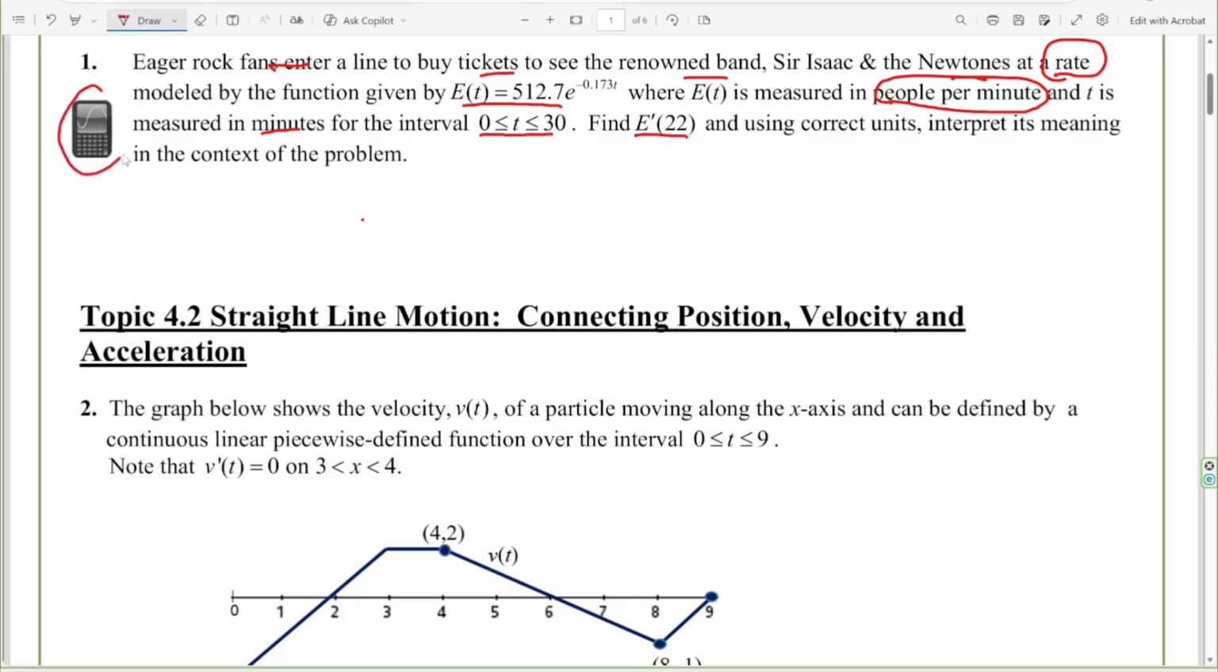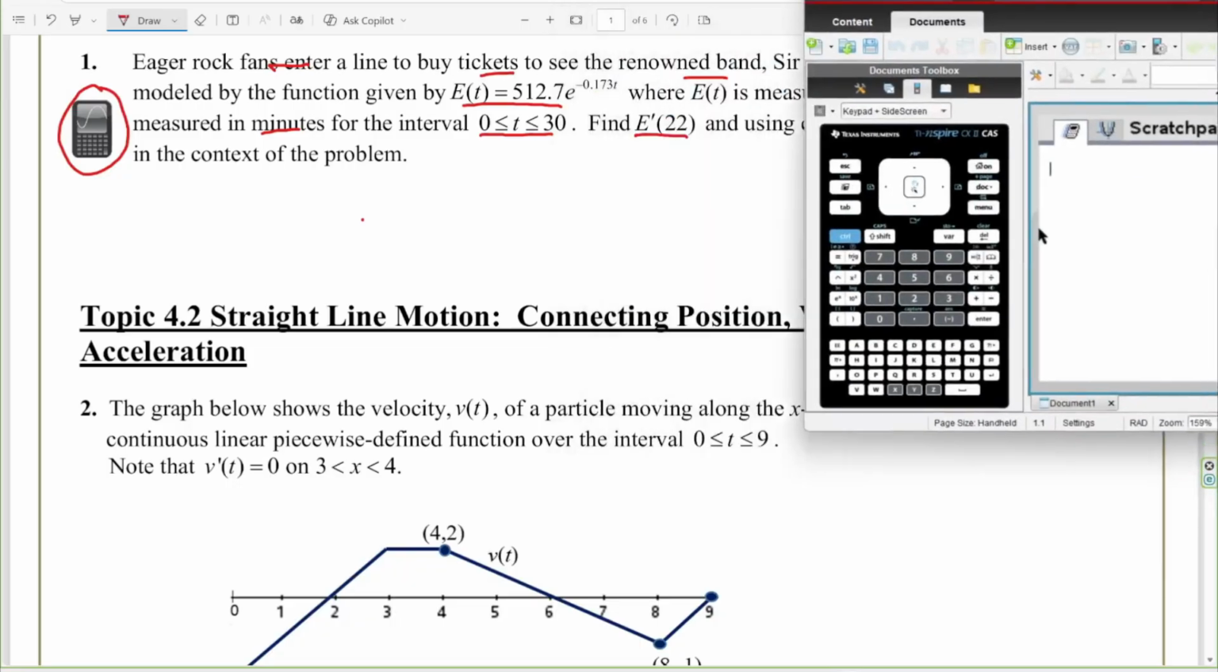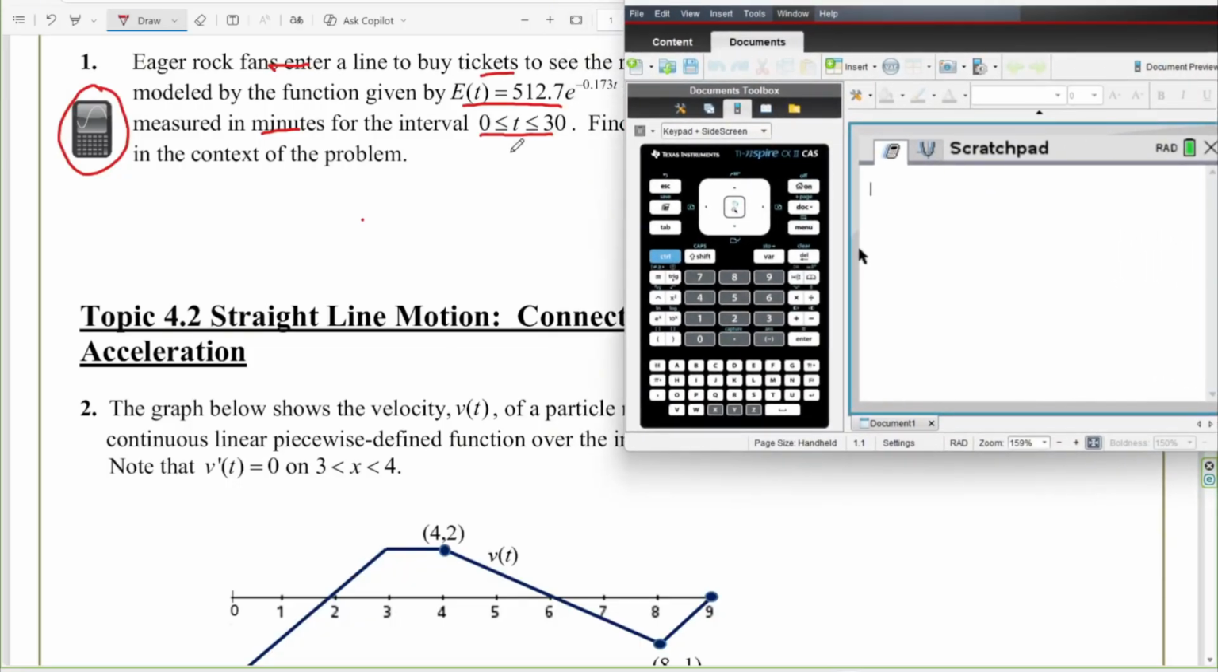This one is a calculator active problem. So we're going to bring up the calculator, right? Now we need to store the function. In order to store the function, we need to enter E of t. So I have E right here of t. And then you press Ctrl and put it next to number 9. And then you enter 512.7 times e to the negative 0.173, right? And then press enter, done.